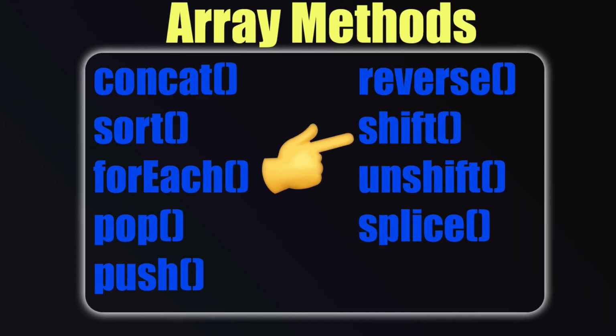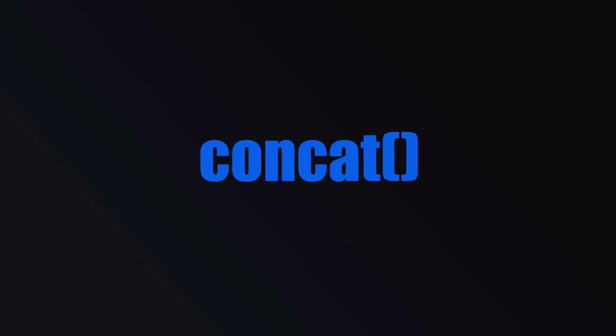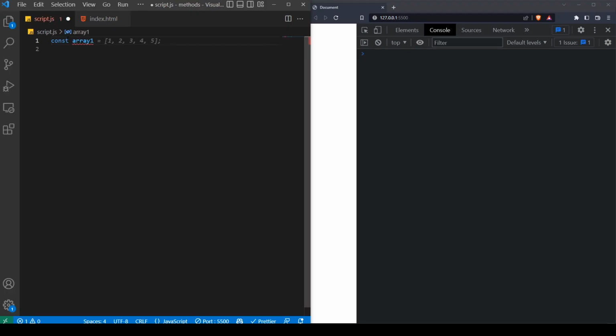In this video, we will look at the most useful JavaScript methods. Firstly on the list, we've got concat. With concat, we can concatenate two arrays into one. So here I'm going to join these two arrays into one.